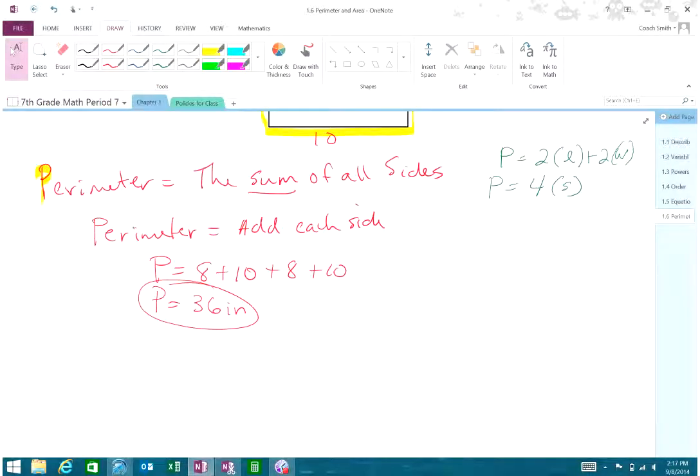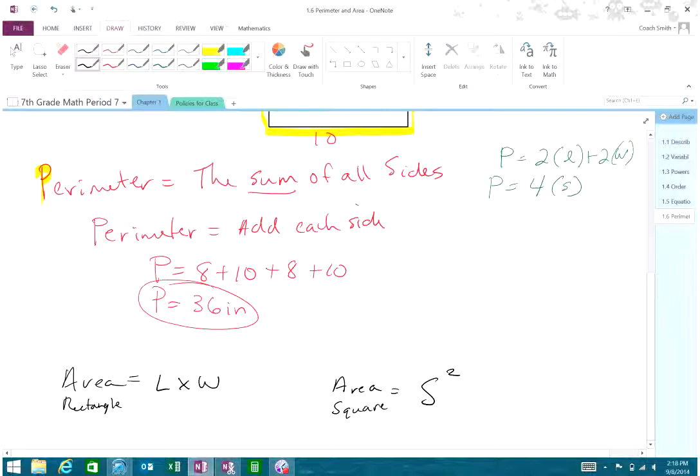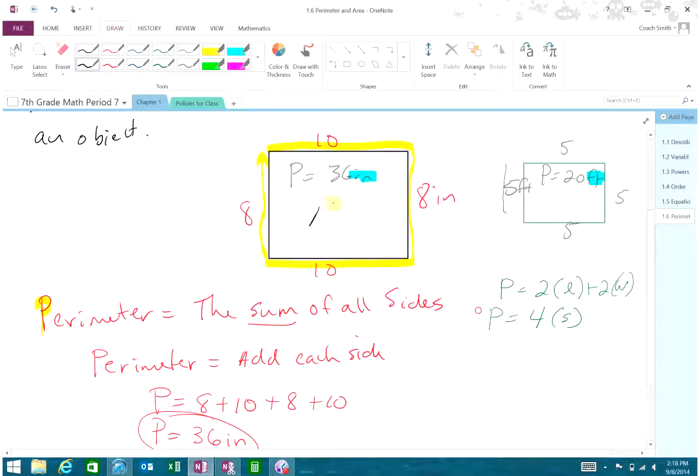Okay? Now, let's talk about area. Area is what it takes to cover an object. The area for a rectangle is length times width. Okay? The area for a square is S squared. Okay? So let's go back to our same two examples. All right? We'll call this figure A and figure B.